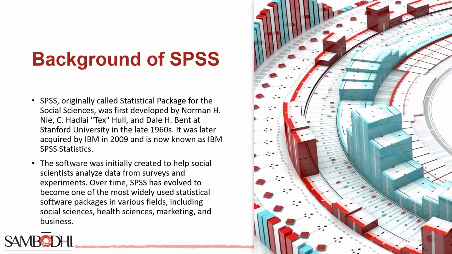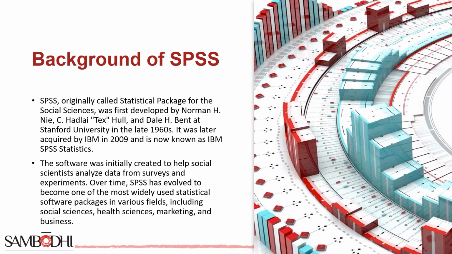Background of SPSS: the name originally stood for Statistical Packages for the Social Sciences, and it was first developed in 1968 by Norman Nie and Dale Bent at Stanford University. Initially, it was designed for analyzing social science data, particularly in psychology and sociology. The software was based on the idea of providing researchers with a tool that could perform complex statistical analysis without the need for extensive programming knowledge.